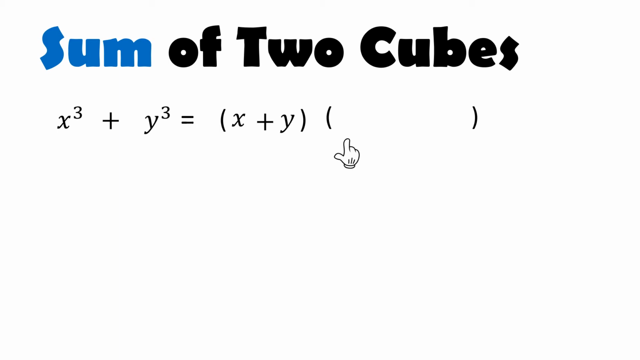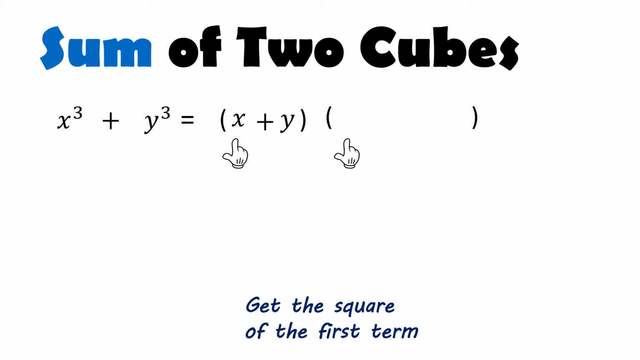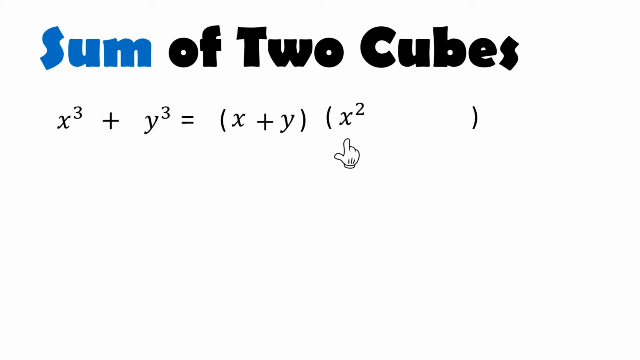Now, for our trinomial factor, how are we going to identify the first term? You simply get the square of the first term. So what is the square of x? That's right, x squared. Now, you are going to consider the opposite sign. So since in the binomial we have plus, in the trinomial we are going to get the opposite sign, which is minus.